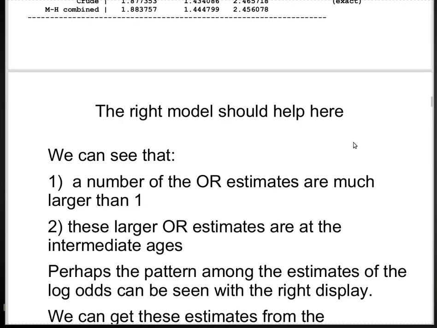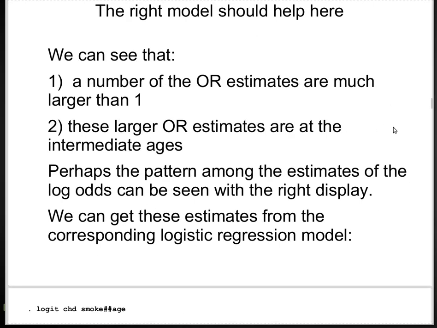Okay, so how about we proceed with a consideration of a model-based analysis here? We've got a fairly large number of odds ratios, and many of them are larger than one. And as you can see, some of the larger odds ratio estimates are in the intermediate ages. Okay, maybe it's an issue for us.